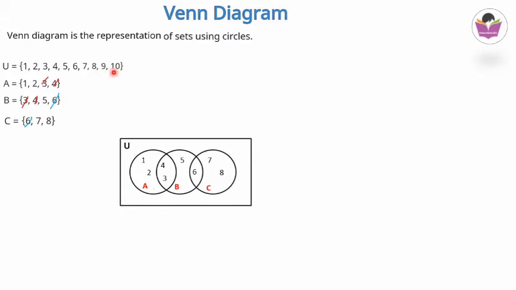In the universal set there are 2 elements which do not belong to any of the 3 sets. That means these 2 elements' position is outside these 3 circles. So let's mark 9 and 10. So the entire universal set we have included in this Venn diagram. So this is the way of representing sets by using Venn diagram.